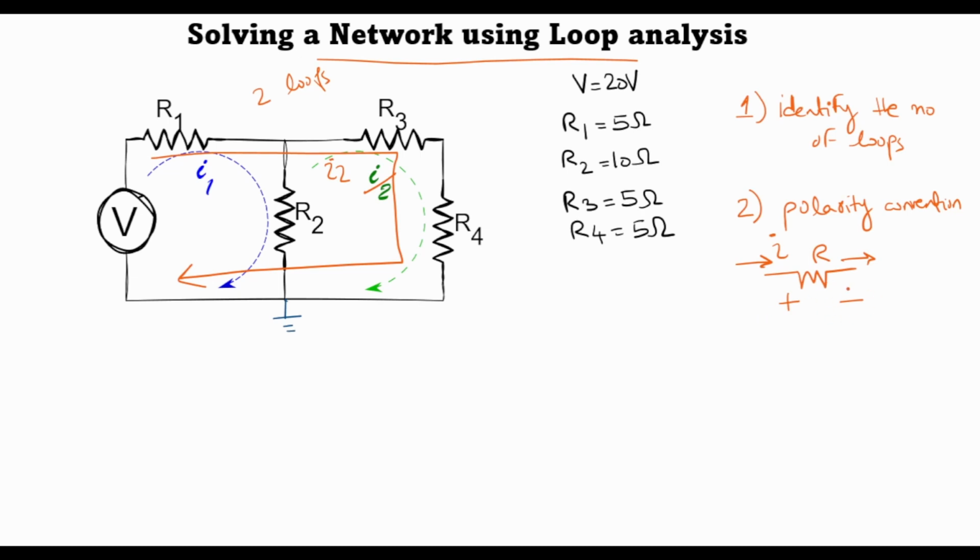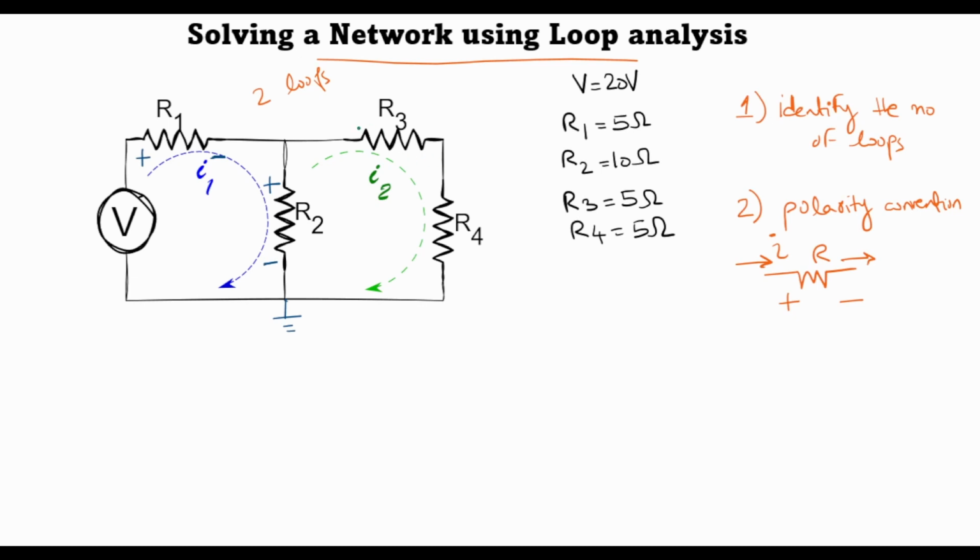So let's apply this polarity convention to our network here. This current I1 is in the direction given by this arrow. So it is entering R1 here, so I would have a positive here and a negative here. Then it enters R2 here, so positive here and negative here.